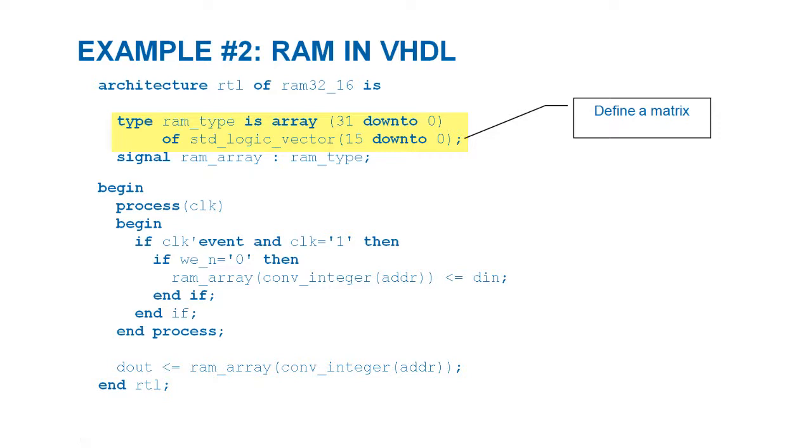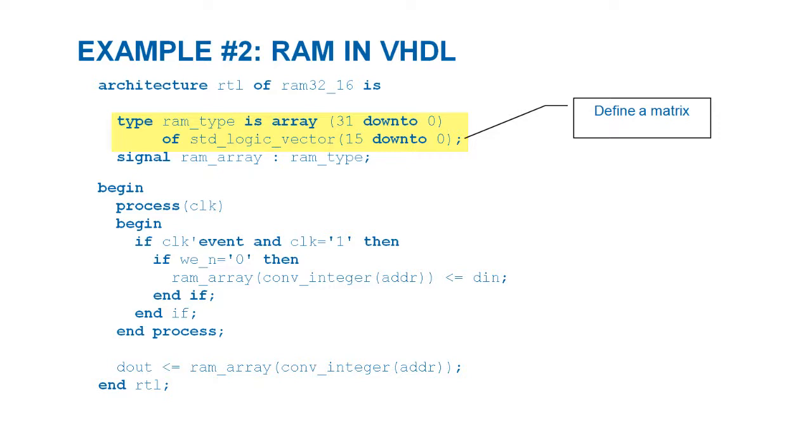Now we implement the architecture by writing begin, and inside this architecture we have a process that is sensitive to the clock. Whenever there is an event and the clock ends up with the value 1, and if the write enable signal is low, because we have an _n at the end of it, then we write the input data to the given address.